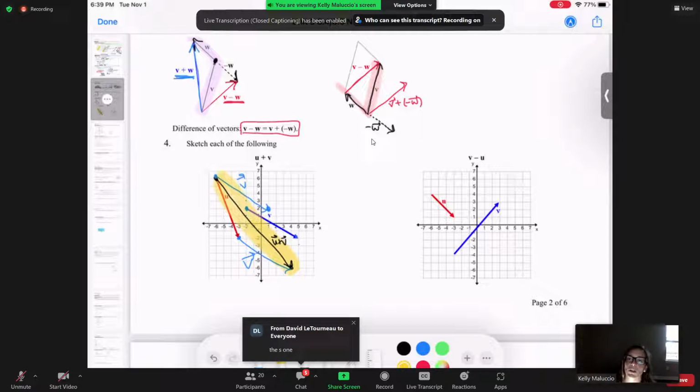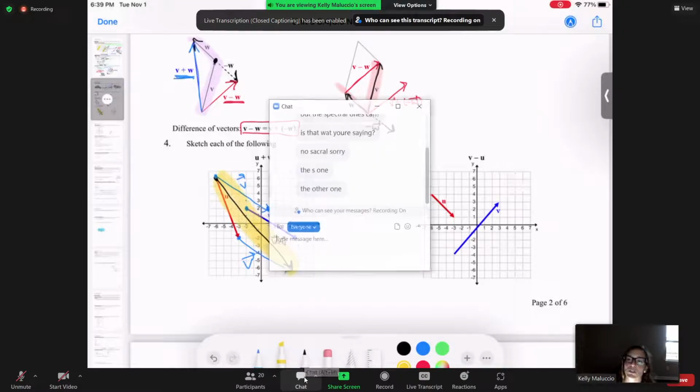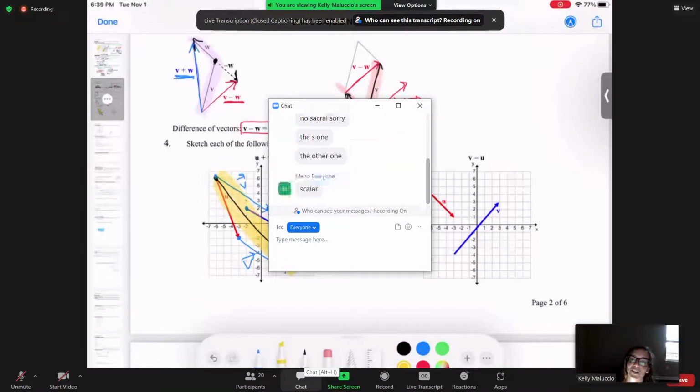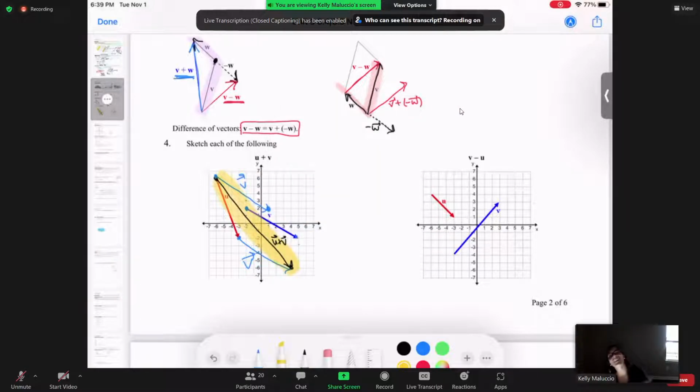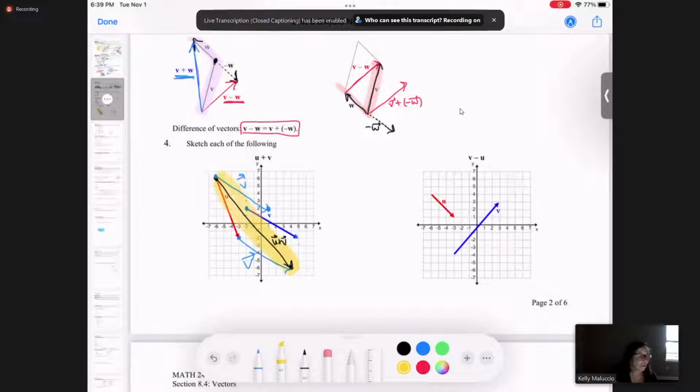The S one. No, sacral. The other one. Oh, scalar. Sorry. Okay, so yeah, exactly. So Joseph, thank you, scalar. But David, yes, what you just said.